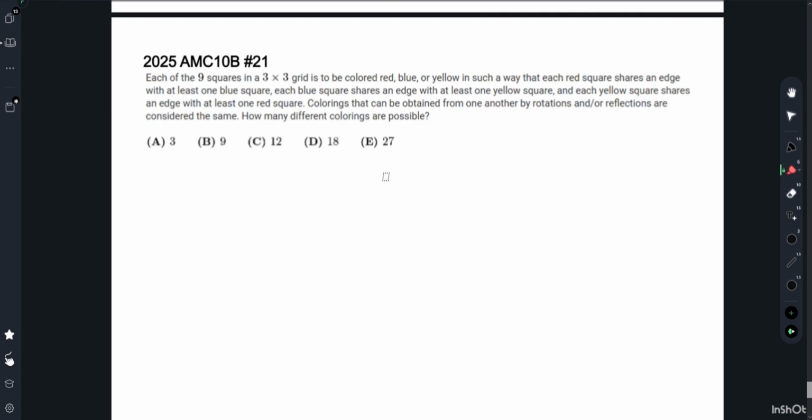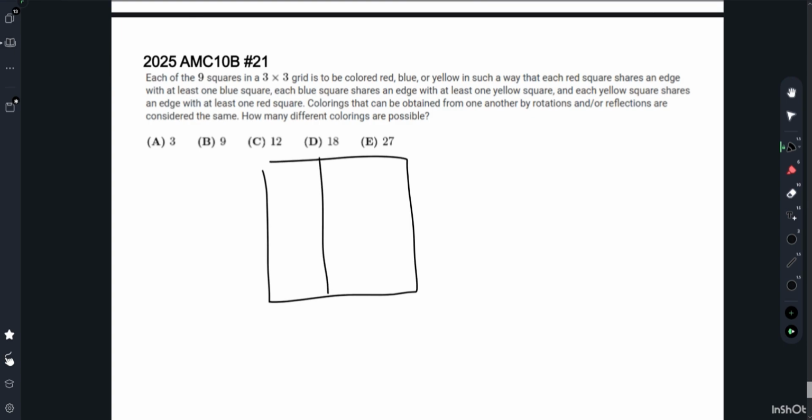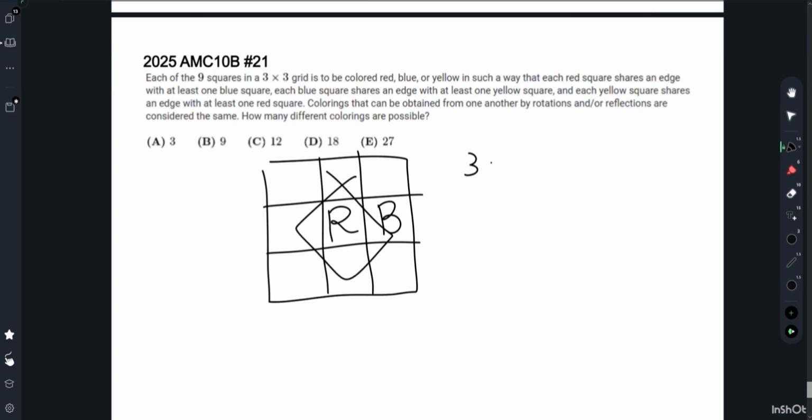So let's draw our graph. There are 3 ways to choose what the center square is. So let's, without loss of generality, let that be R. Now let's set this to be B, and this is one way to do that, because setting B in any other of these 4 spots can be achieved through rotation. So now this must be yellow, this must be red, this must be blue, and this must be yellow.